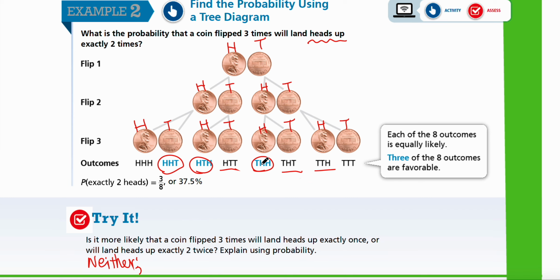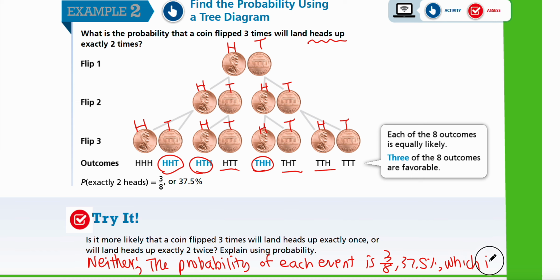HHT, HTH, THH are the three different outcomes where you will have heads up exactly twice, but you have HTT, THT, TTH, which are three different outcomes as well to get heads up exactly once. So the probability of each event is 3/8, 37.5%, which is the same.